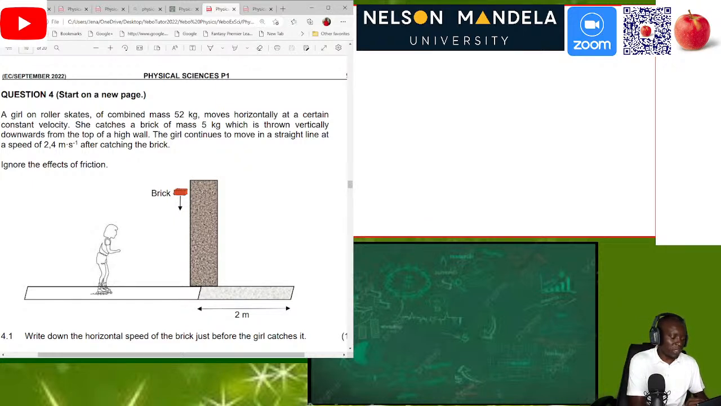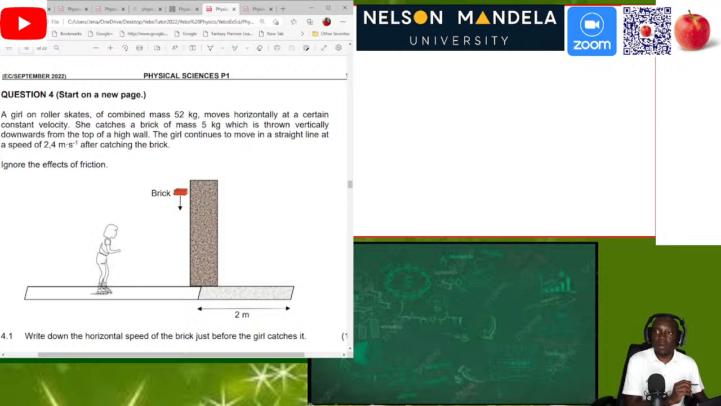So the initial velocity v1, we don't know what it is, we're not given, so already we know we have an unknown there. But she catches a 5 kg brick, which is thrown vertically downwards from the top of a high wall. Then the girl continues to move in a straight line at a speed of, so after she catches the brick, she has a velocity, we call it v2. So we've assumed that catching the brick, which is moving downwards, results in the girl moving with a new speed in the same direction.